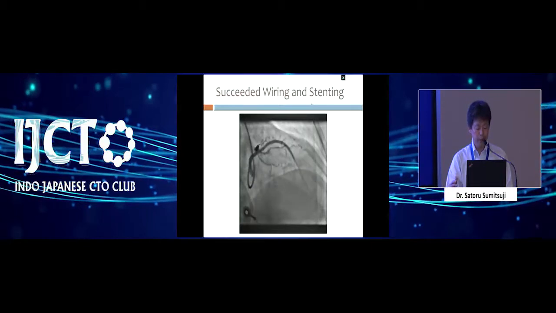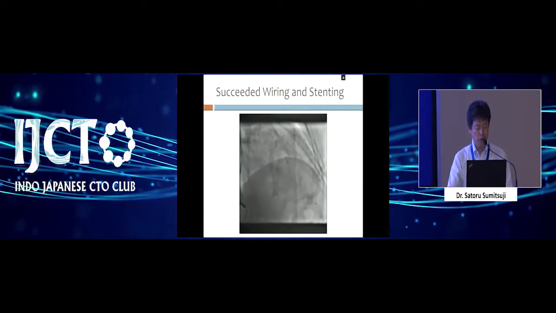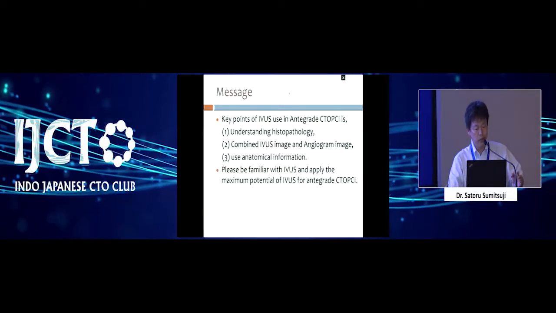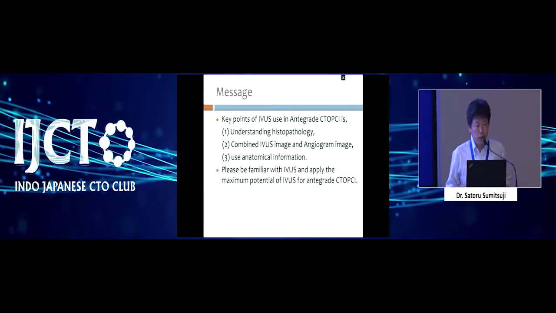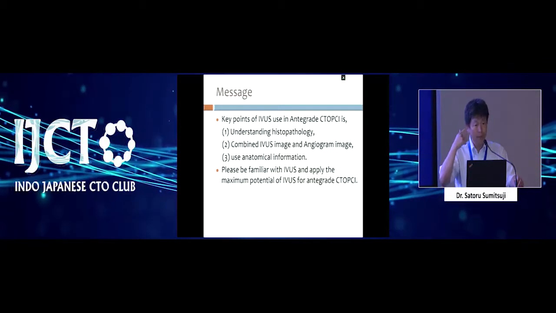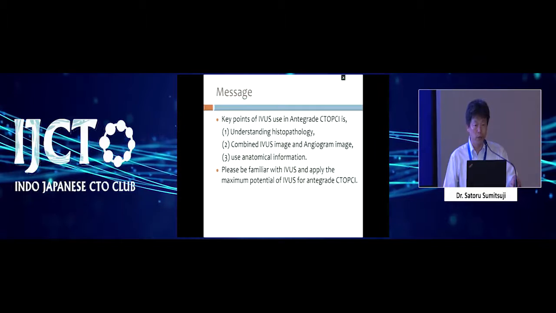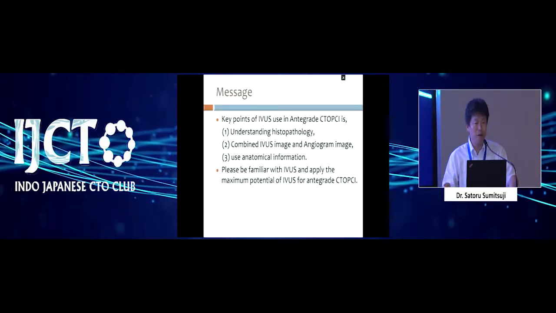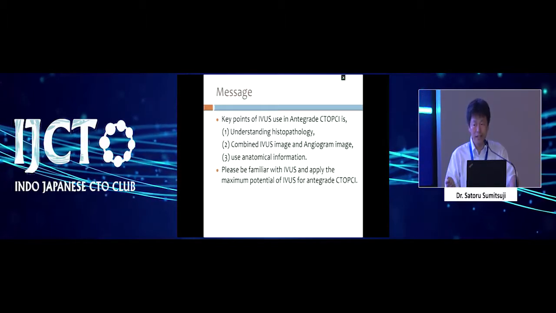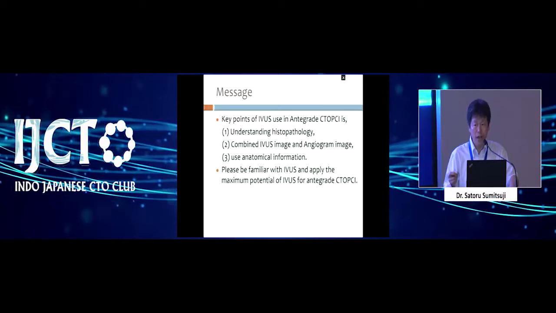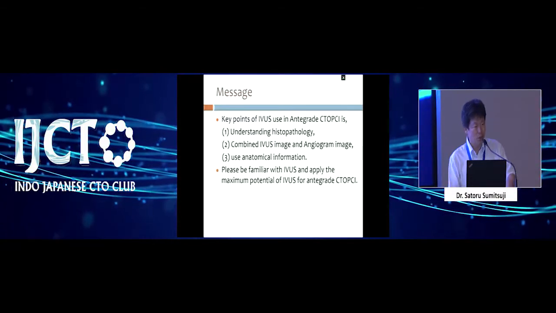So this is a typical step-by-step use of the IVUS-guided re-entry. So this is a method. The key point of IVUS use is based on the histopathology. So please think about and understand the histopathologic features of the coronary in the CTO. And be familiar with the IVUS images. This is another key point to succeed in using the IVUS in the CTO intervention. Thank you for your attention.